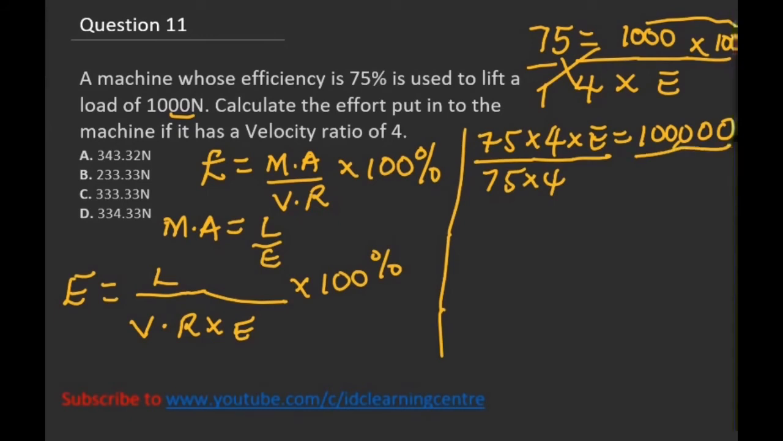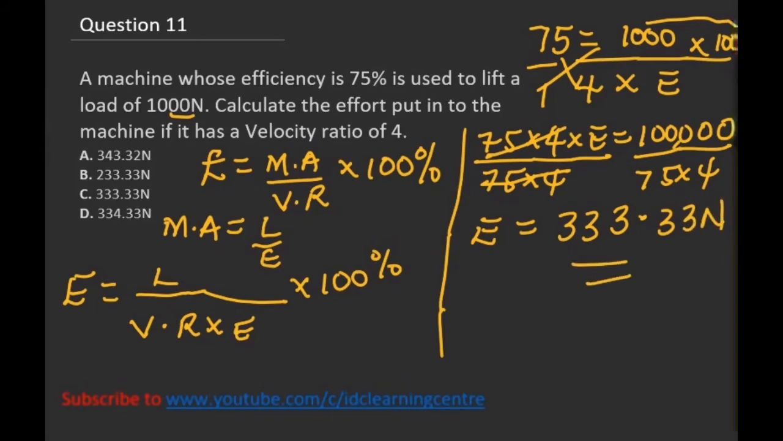Divide this side by 75 times 4. This cancels this. So effort stands on its own. Now, punch in your calculator 75 times 4. Your answer, use it to divide 100,000. You are going to get 333.33 Newton. So, that's my answer. The right answer is C, 333.33 Newton.